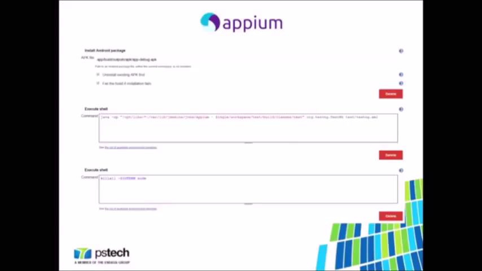The second command is to shut down the Appium server. We don't want it to be running all the time. We want to start it, execute the tests, and after that shut it down. The Appium server starts as a Node.js process, and with this command we will terminate it.